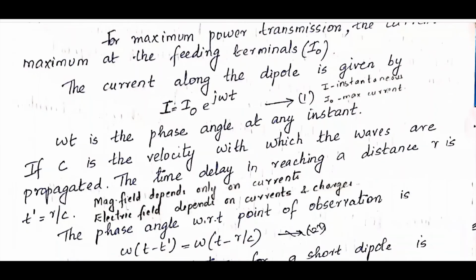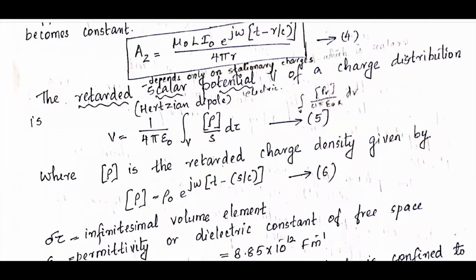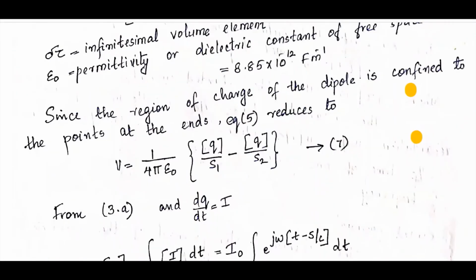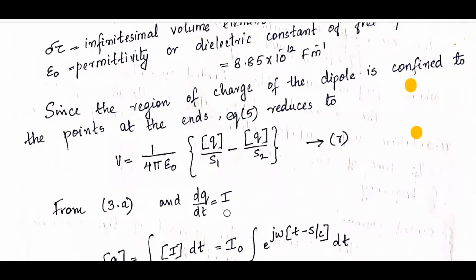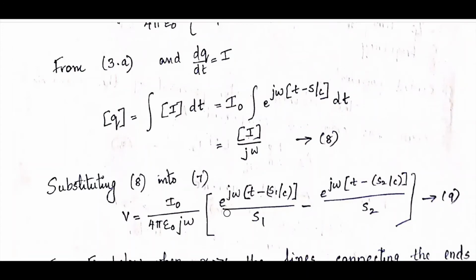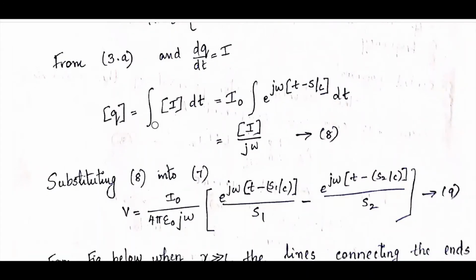So we can modify the equation as 1 by 4 pi epsilon naught. Instead of writing Q by S, we can write it as Q by S1 minus Q by S2. And also we know that the current is the change in the charge, so dq by dt can be written as I. So we can write q as the integral of I into dt, where the I inside the brackets is again the retarded current.